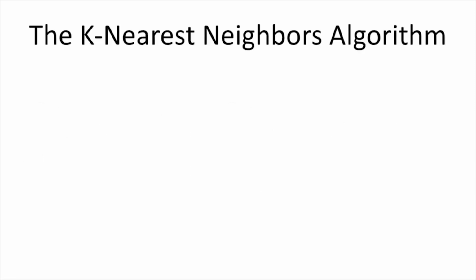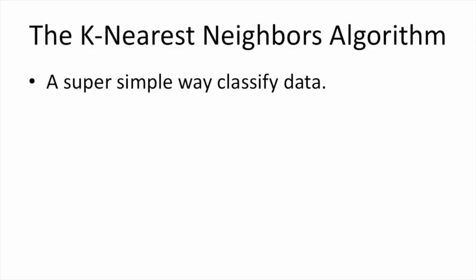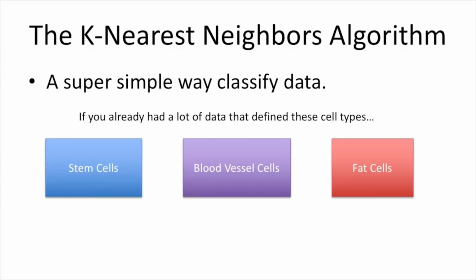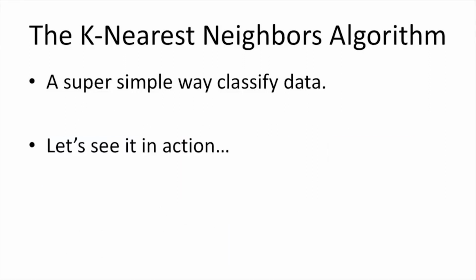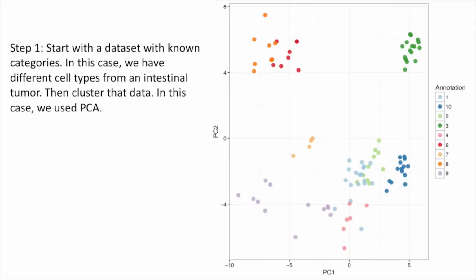Today we're going to be talking about the k-nearest neighbors algorithm, which is a super simple way to classify data. In a nutshell, if you already had a lot of data that define these cell types, we could use it to decide which type of cell this guy is. Let's see it in action.